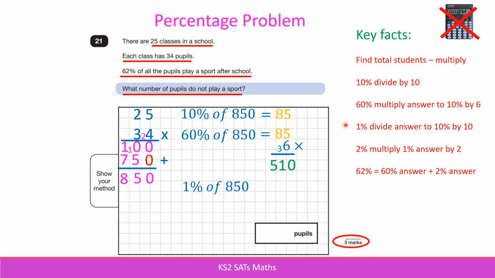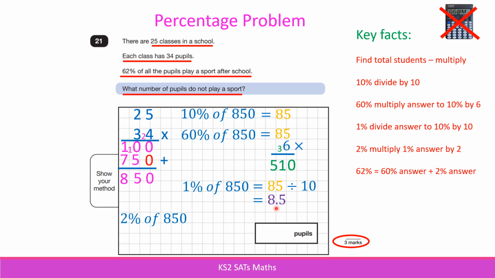Now I'm going to work out 1%. Going back to the answer I've got for 10%, which was 85, to find 1% I'm going to divide this number by 10. So the 8 moves from the tens column to the ones, and the 5 moves from the ones column to the tenths column. So it gives me 8.5.